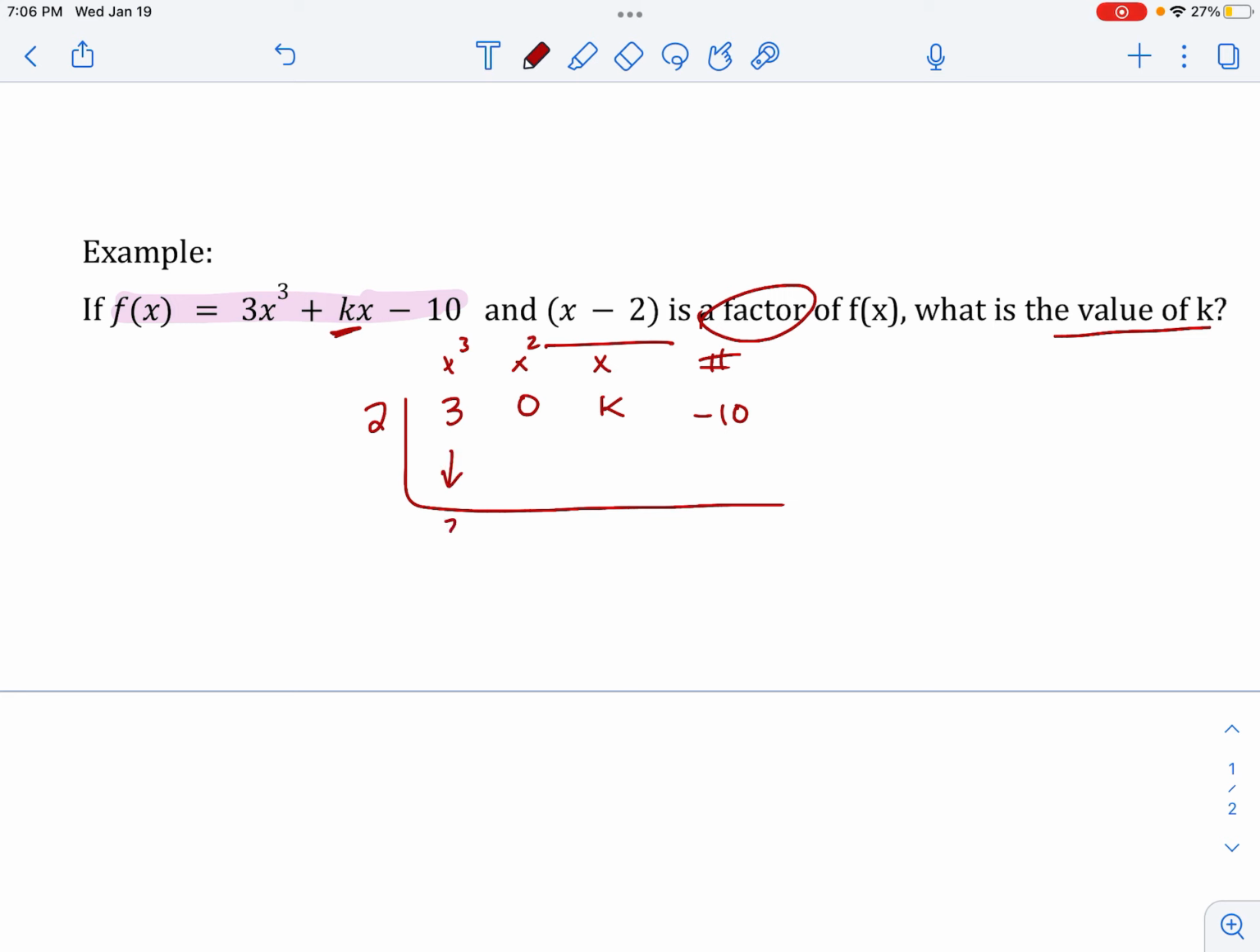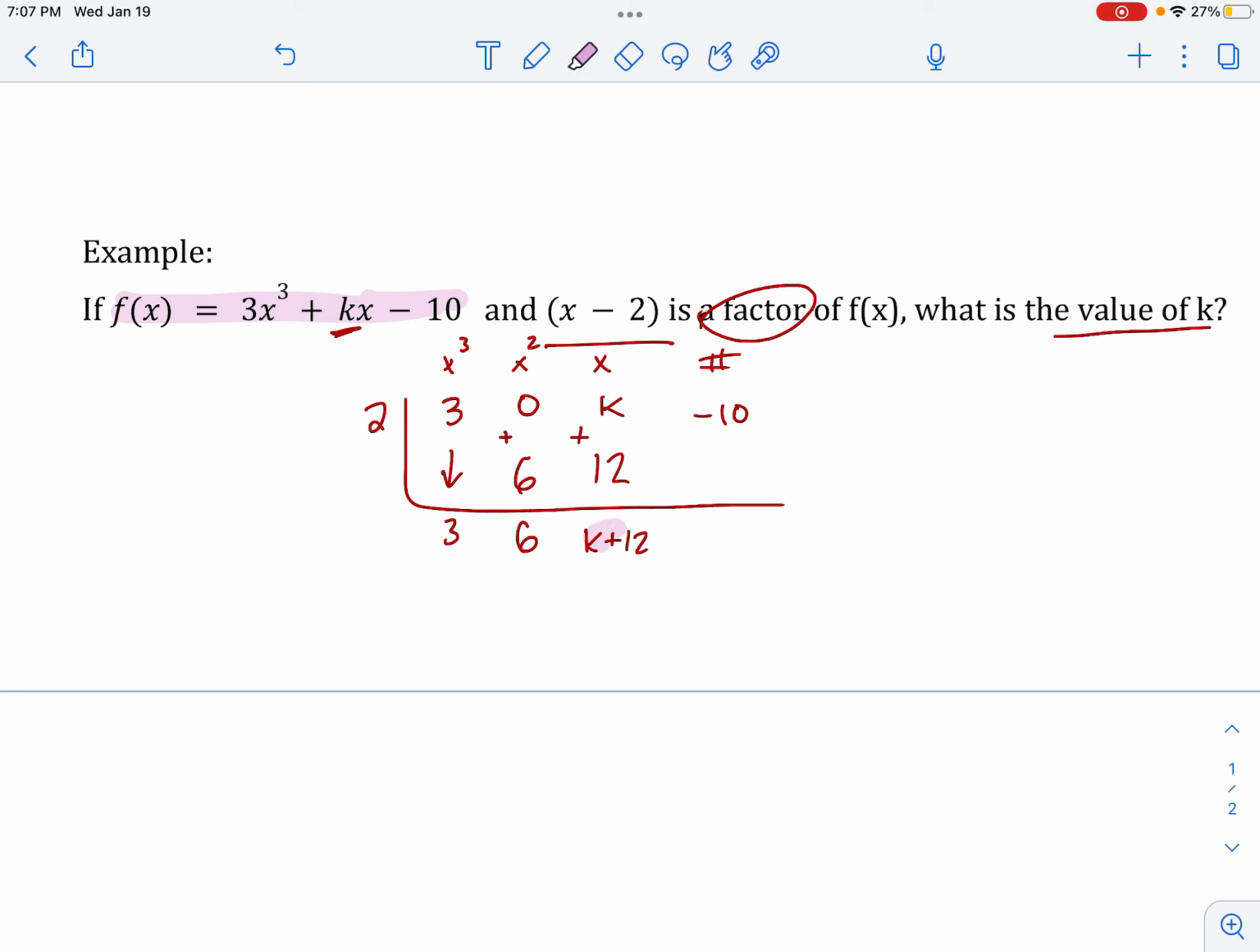I'm going to bring down my 3. 3 times 2 gives me 6. So I get 6. 6 times 2 is 12. But now, what do I do in between these two? Well, we're adding down. Every single time we do this here, we're adding down. So really, I get k plus 12. I don't know what k is, so I can't do anything with that yet.